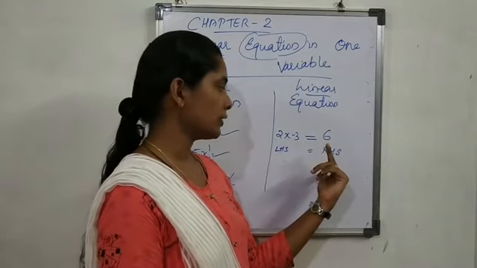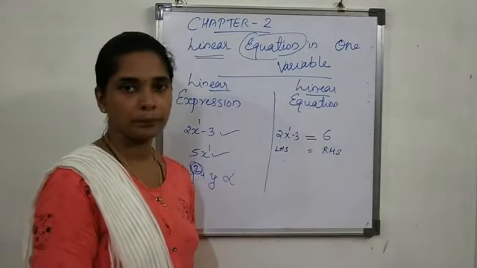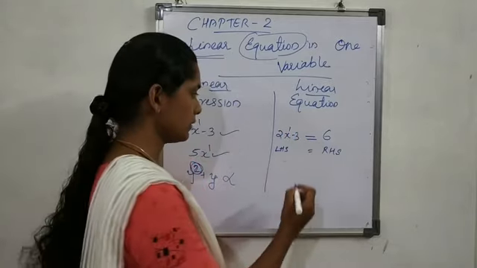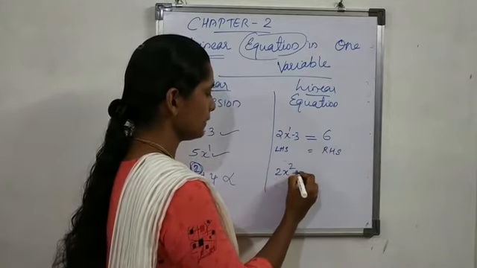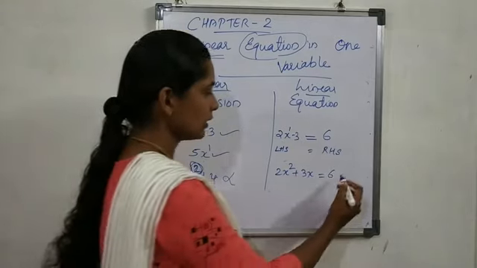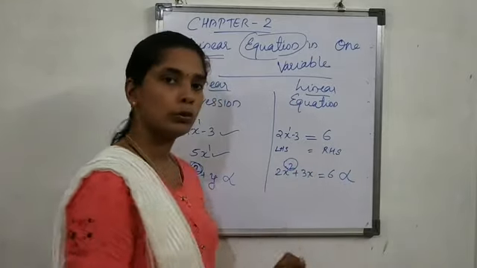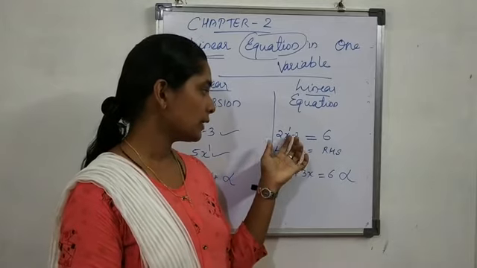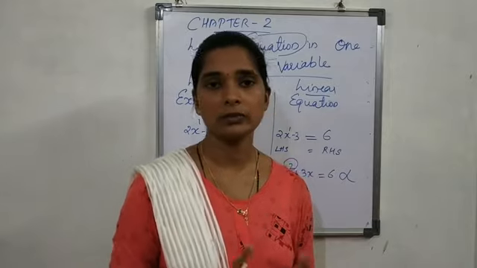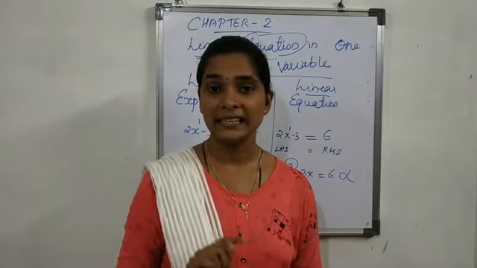Same for a linear equation. Here the degree of x is 1, the degree of the variable is 1, so it is a linear equation. Now 2x square plus 3x equal to 6 is not a linear equation because here the degree is 2. Just remember, a variable having degree 1, that is a linear equation.